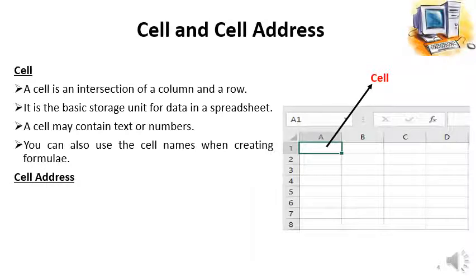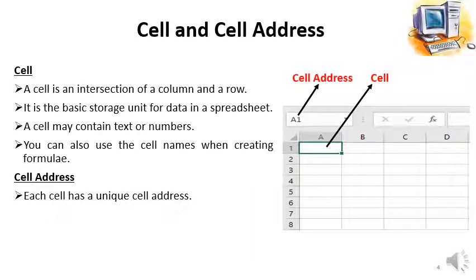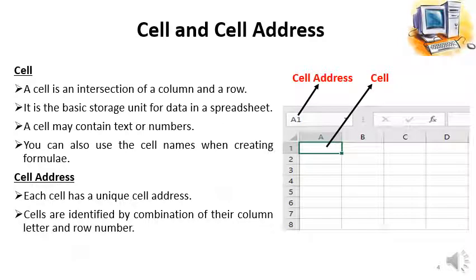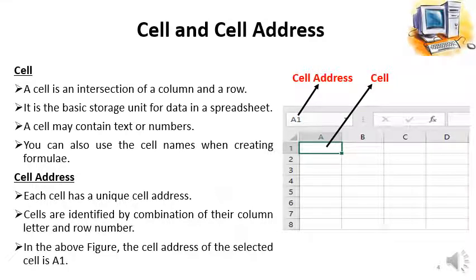Cell address. Each cell has a unique cell address. Cells are identified by the combination of their column letter and row number. Here you can see that the selected cell is A1. In the above figure, the cell address of the selected cell is A1, column A, and row number 1.